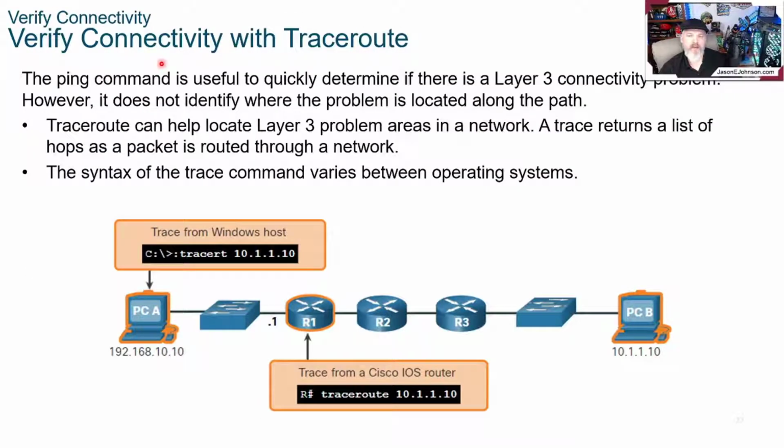You can also verify connectivity with traceroute. The ping command is useful to determine quickly if layer 3 is connected or if you have problems. However, it doesn't identify where the problem is located. So traceroute can help locate areas in the network where you're having problems. A trace returns a list of hops as a packet is routed through the network. The syntax of the trace command varies between operating systems, so it's tracert or traceroute, and it's different on Linux versus Windows versus the IOS.